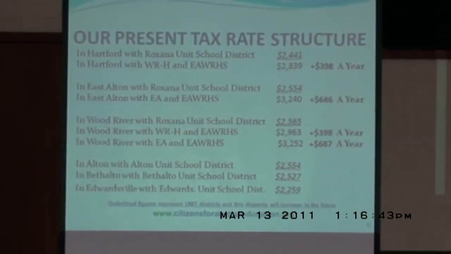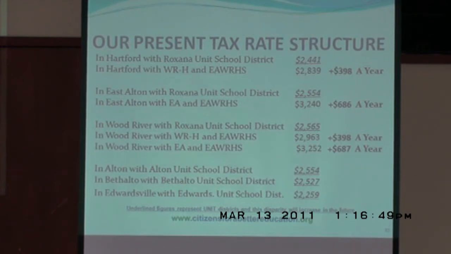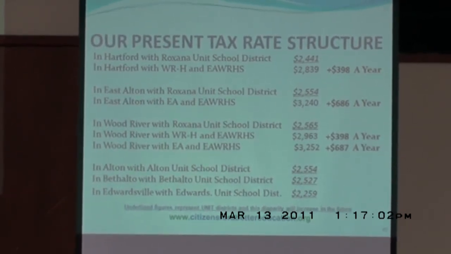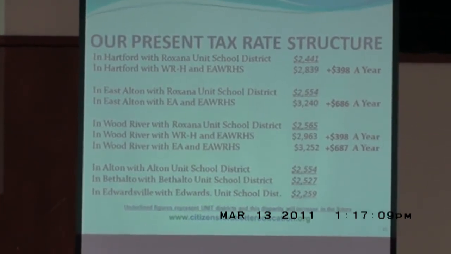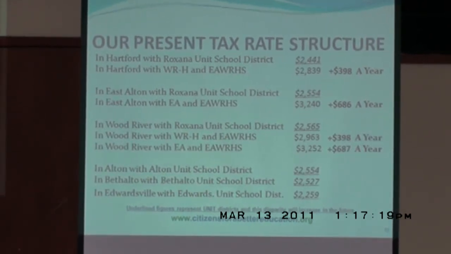How does this present tax rate structure affect our residents and our communities? Here it is. You can see we've laid this out. In Hartford, with a Roxana Unit School District, taxes on a $100,000 house would be $2,441. We step across the middle of the road onto the other side of the street, and the cost goes up $400. Are they providing a better education? It doesn't show it. The scores don't show it when you're looking at a 9-year average. Let's look at East Alton. In the Roxana Unit School District, $2,554. We step across the street, and that house is up to $3,240, or $700 a year.